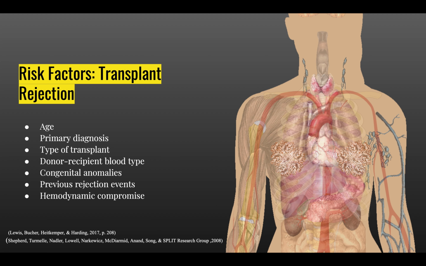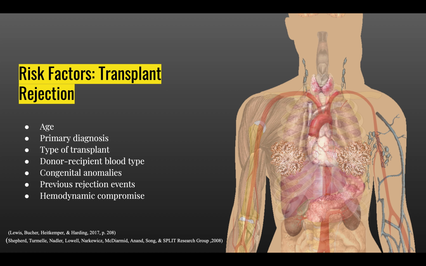Before I get started on risk factors, it's important to know that no two transplants are alike. Because the list of organs and tissues that can be transplanted continues to grow, every case is different and therefore can vary among individuals. Risk factors for transplant rejection are age, primary diagnosis, type of transplant, donor recipient blood type, congenital anomalies, previous rejection events, and hemodynamic compromise.